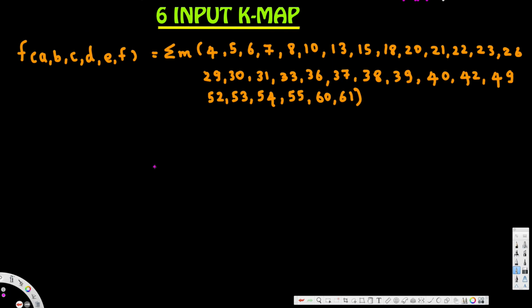In this video we are going to talk about how to do a 6 input K-map. Here we have a function of A, B, C, D, E, F given by the summation of minterms at these locations. Now, when we do a 6 input K-map, we don't have a 6 input table, right?